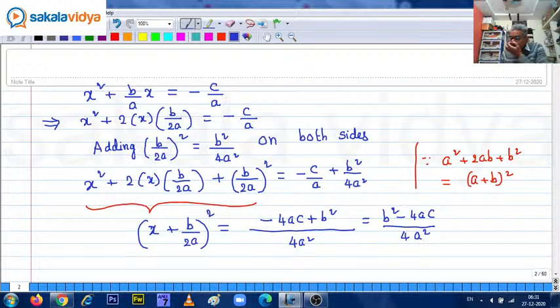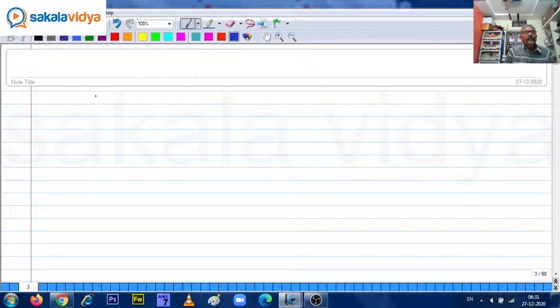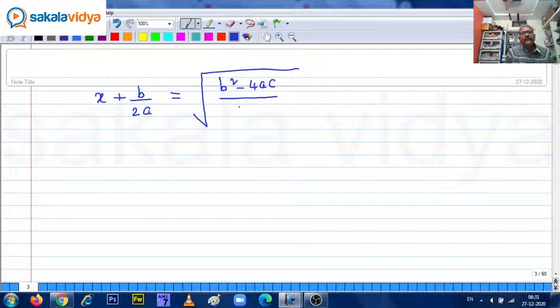Our aim is to find the x value. So the next step follows. We can write x plus b upon 2a equals to root over b square minus 4ac upon 4a square. But we get plus or minus. This is equal to plus or minus root of b square minus 4ac, and the root of 4 is 2, the root of a square is a.